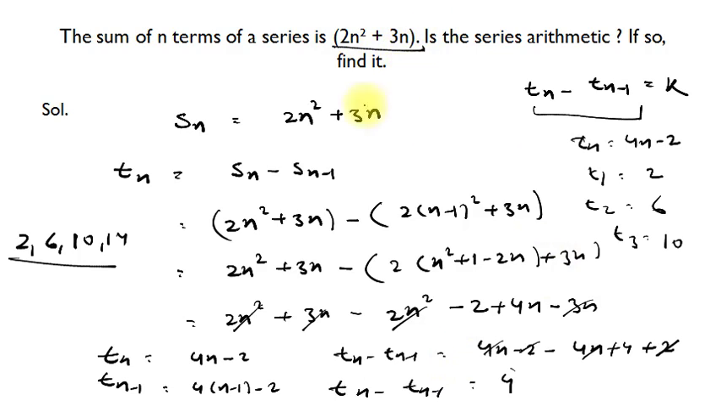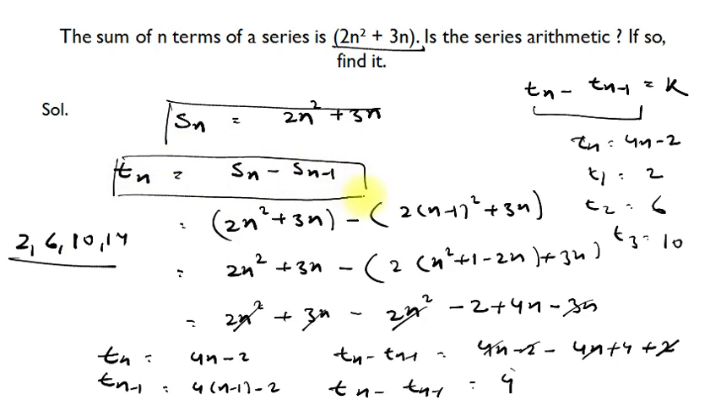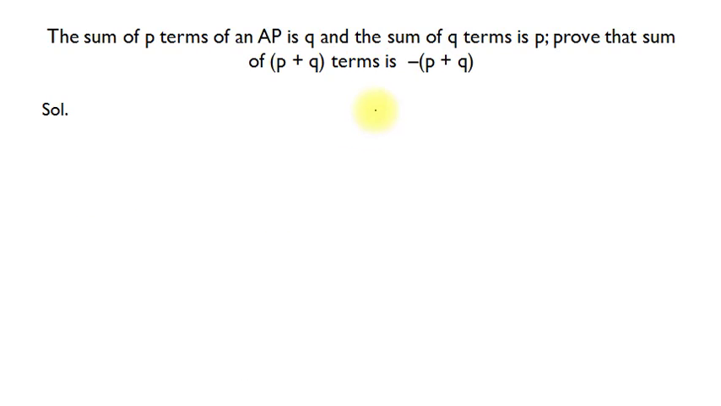So this is a very important question, and this type of question is asked in very good engineering examinations. And this formula is very important: tn is equal to Sn minus Sn minus 1. Now moving to the next question: the sum of p terms of an AP is q and the sum of q terms is p. So prove that the sum of p plus q terms is minus of p plus q. So this is for your homework. You should do it in a very good manner.